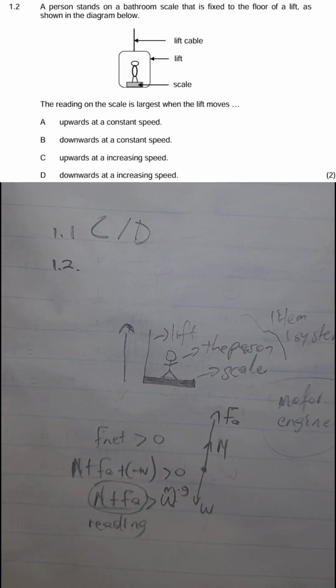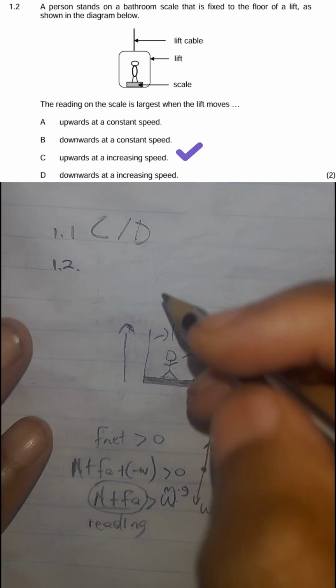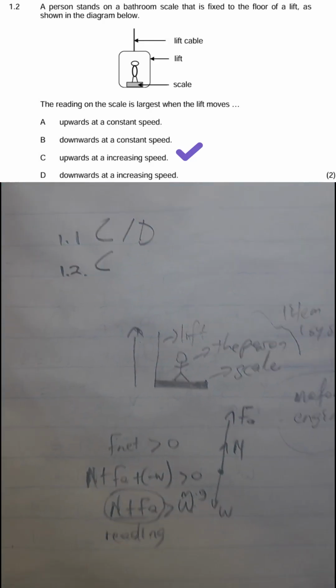So the correct answer here is going to be A. Not A, what am I saying? The correct answer is going to be C. So the correct answer for 1.2 is C, because the reading on the scale is going to be greater than the normal weight of the person. Oh my god. So sorry about that.